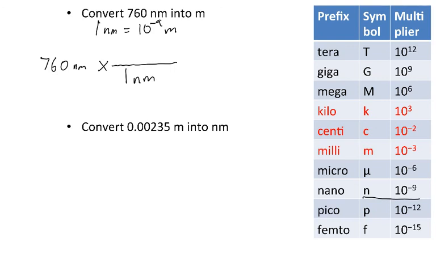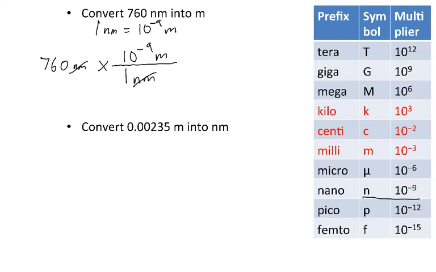Whichever one I put on the bottom, I have to put the opposite one on the top. So because I put the 1 nanometer down here, that means the 10 to the minus 9 meters needs to go in the top. Another thing that we're looking out for in unit conversions: whatever we're trying to get into has to end up as the last unit on the top. So here I've got a nanometer on the top and a nanometer on the bottom. Those cancel. There's nothing to cancel the meters, so my final units are going to be meters.